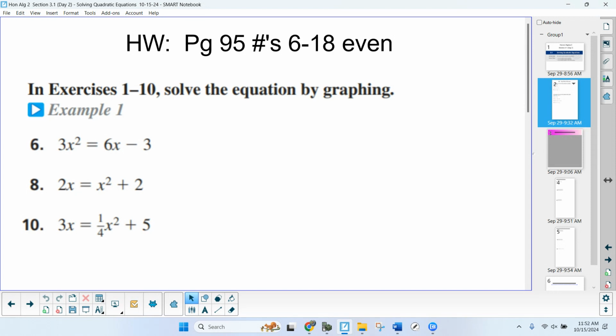So I would like you guys to take a minute, and I would like, let me look at the solutions here. Okay. Yeah, I like that one. Okay. I would like you guys to do this one. Okay. I'd like you guys to do that. Solve by graphing, real quick.